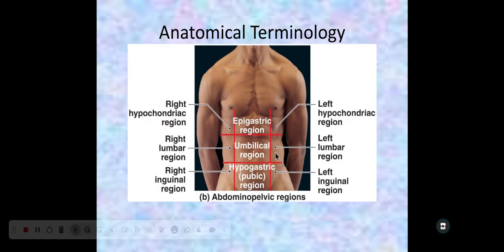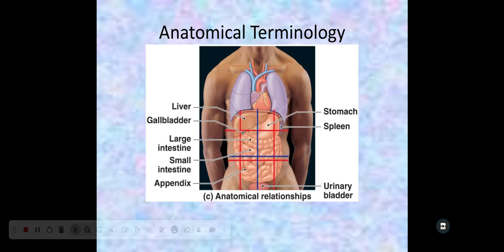And then to the right of the umbilical region is the right lumbar. Then you have the left lumbar. You have the right hypochondriac region, left hypochondriac region, right inguinal region, left inguinal region. So those are your abdominal pelvic regions. So make sure you go back over those.